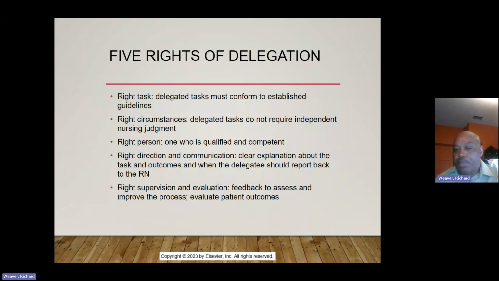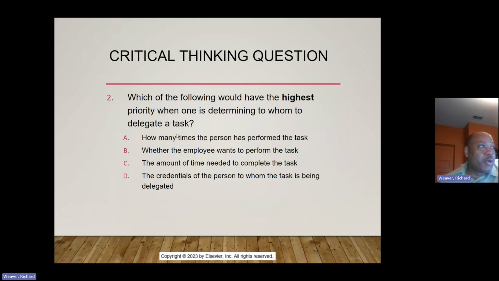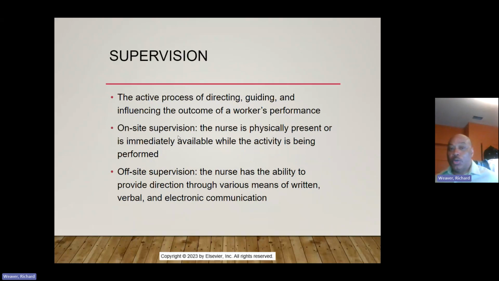RNs can prevent being placed into unsafe, risky delegation situations by adhering to the safe delegation practices recommended in this chapter, of course. This is something that you really need to hone in on and understand very well, because you are going to be delegating tasks to APs in the clinical setting.